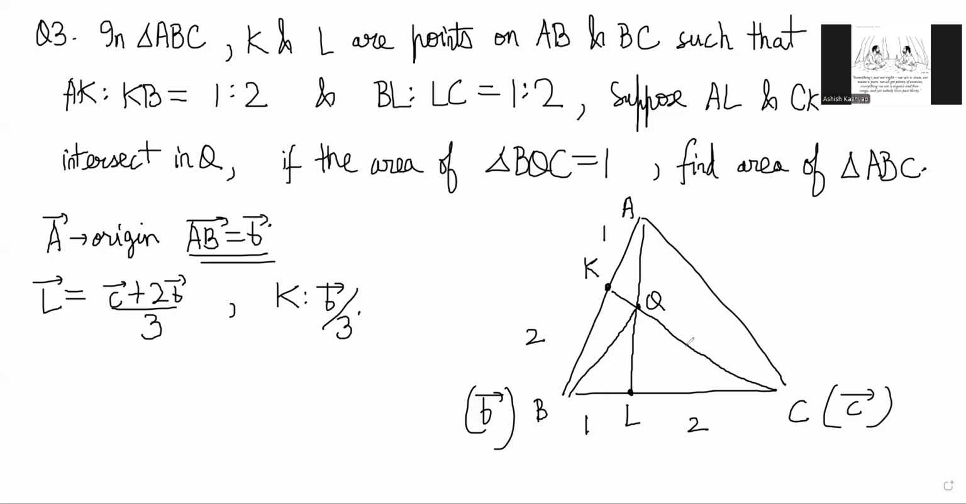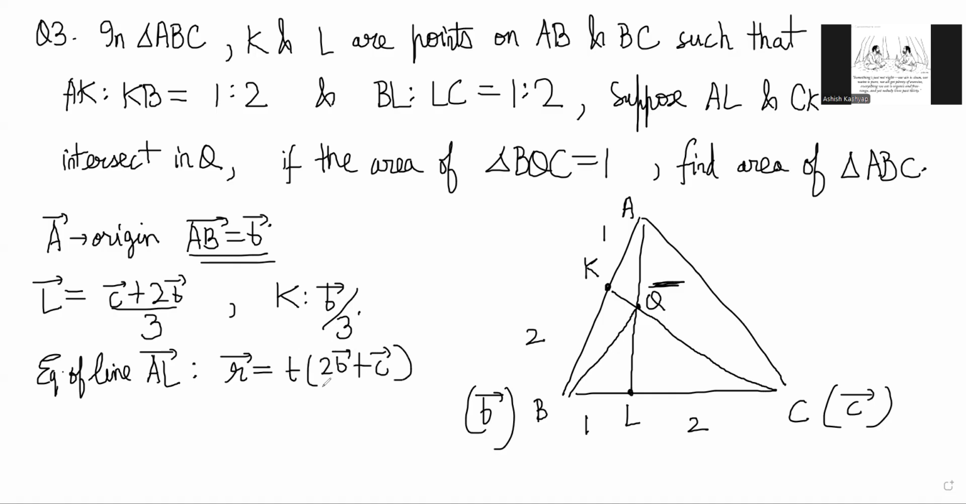Now I need to find the point Q, right? So the equation of line AL, passing through 2 points, would be r is equal to (1 minus t) into 0 plus t times L, right? So it will be t times (2B plus C) by 3. That is my AL line.